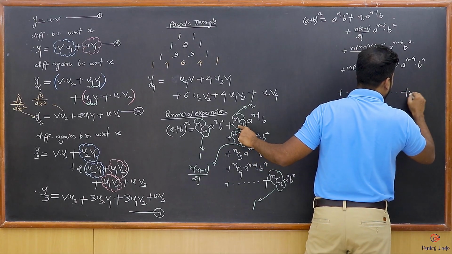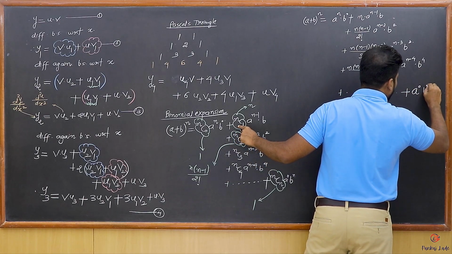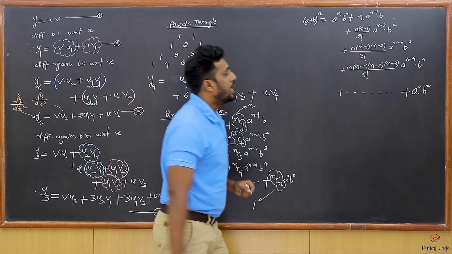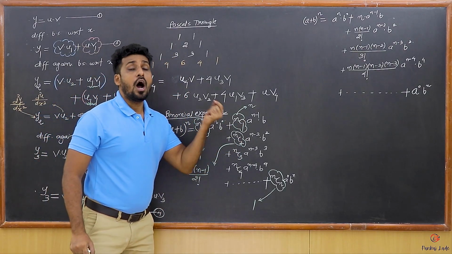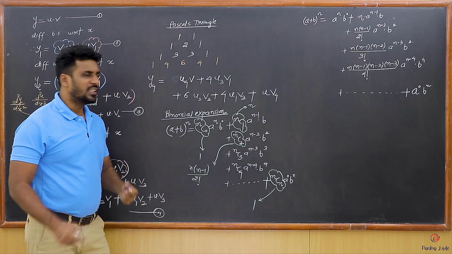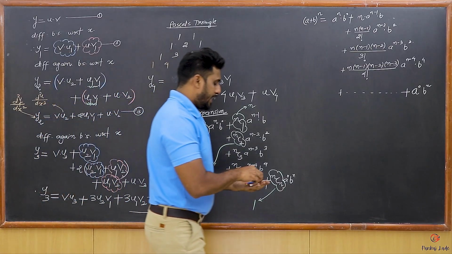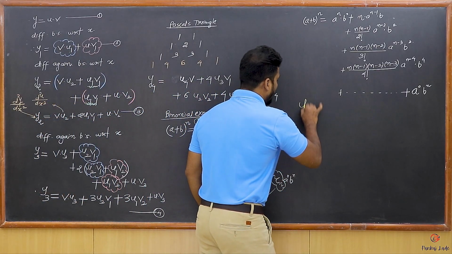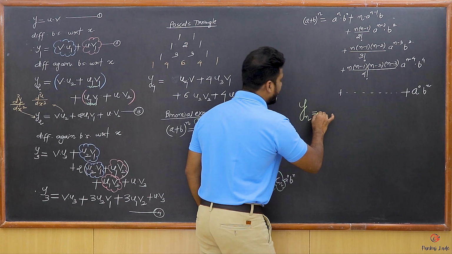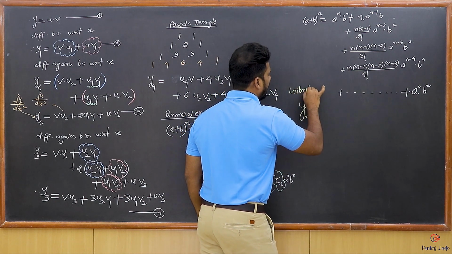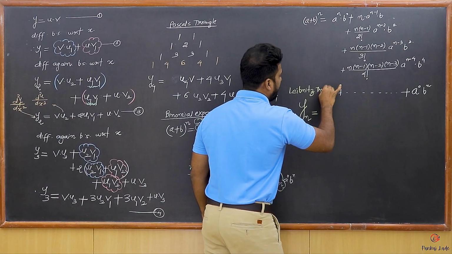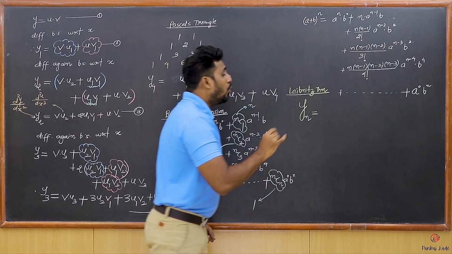The terms will keep on coming till the last term, a raised to 0 and b raised to n. This is the simplified form of the binomial expansion. Now how do I get yn, students? It is very simple now. So I can simply get the value of yn, that is the nth derivative. This is called the Leibniz Theorem.